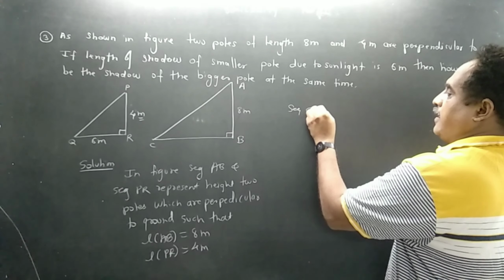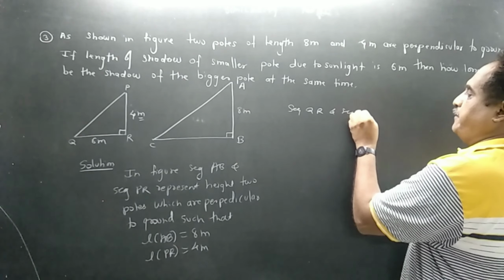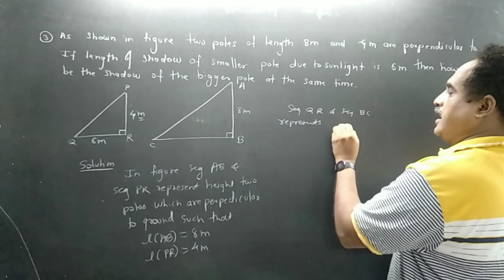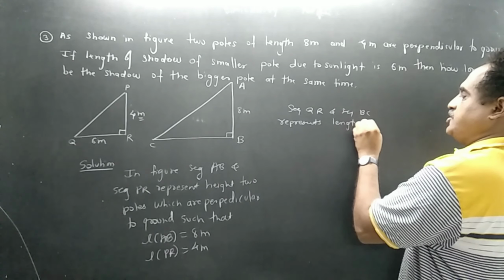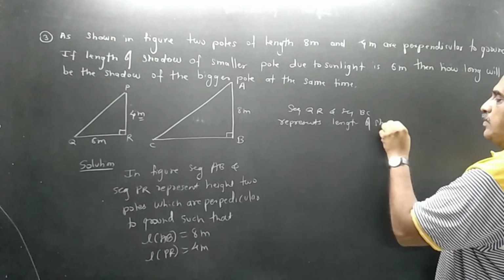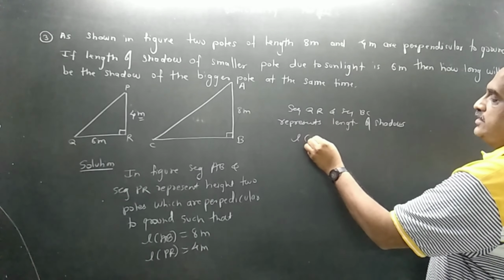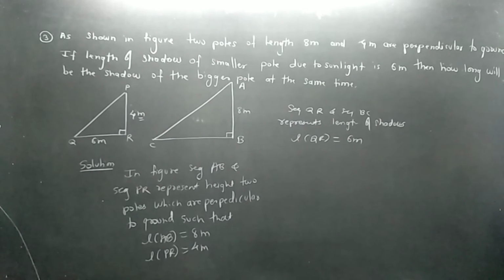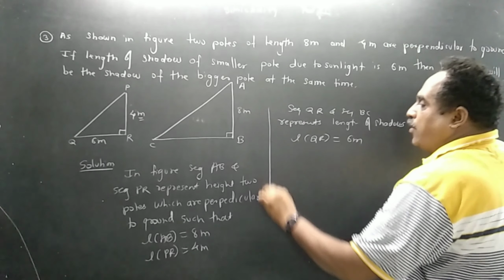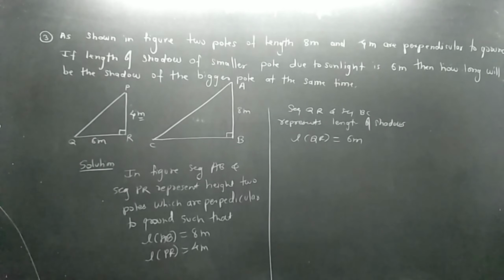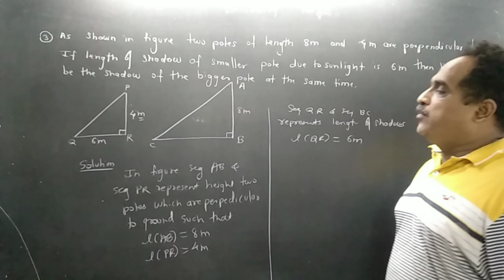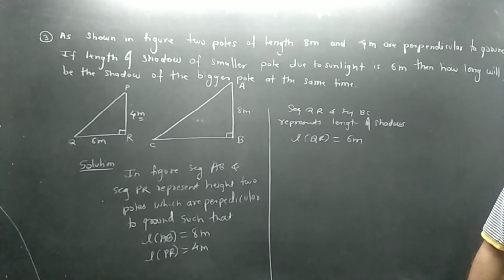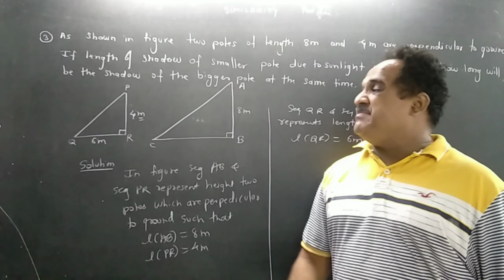Segment QR and segment BC represent the length of shadows. So length QR is equal to 6 meter. Now we have to find the length of the shadow of the bigger pole, means we have to find BC. In such cases, we have to prove that these two triangles are similar.